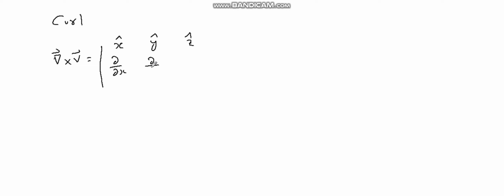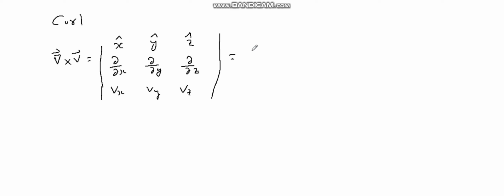Okay, now let's come to another topic, which is the curl of a vector field. Similarly, the curl is given by the cross product of the del operator with this vector field. So how to calculate the cross product? We are taking x cap, y cap, z cap, and the components of the del operator will be written like this. And the components of the vector field will be Vx, Vy, and Vz.